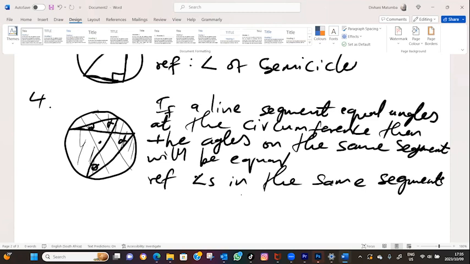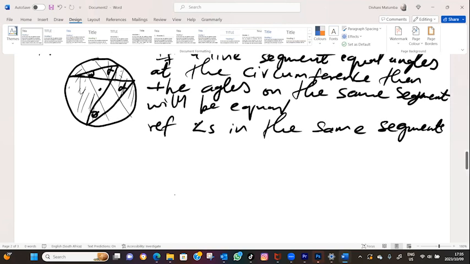Now, a segment can be the area on the other side of the center, which is within the chord. That is a segment. Now, there's two segments. There's that segment and that one. So these two angles are the same, and that one are the same. These are angles of the same segment. Right, thanks. Now we go to number 5.